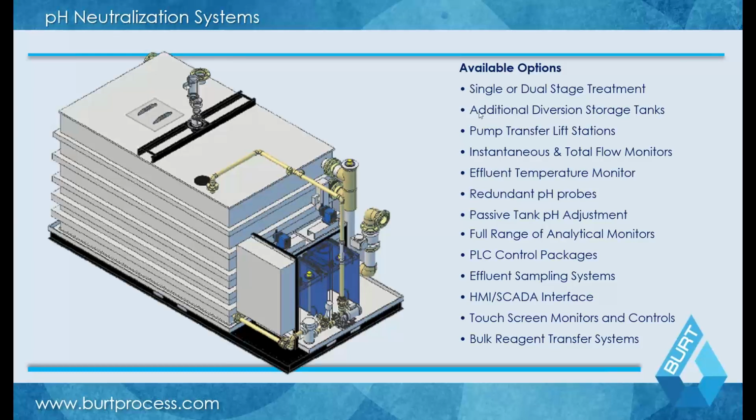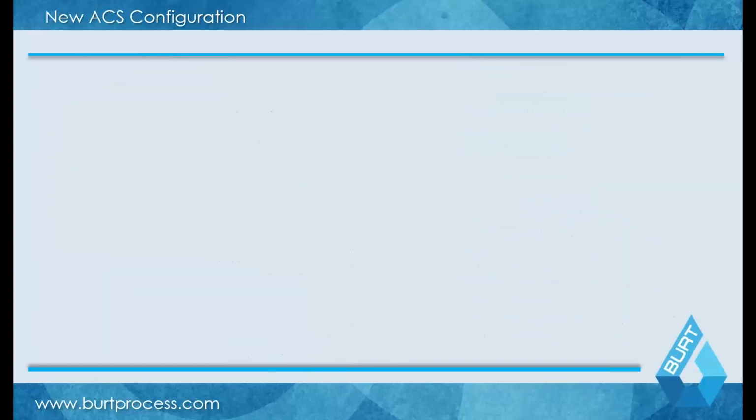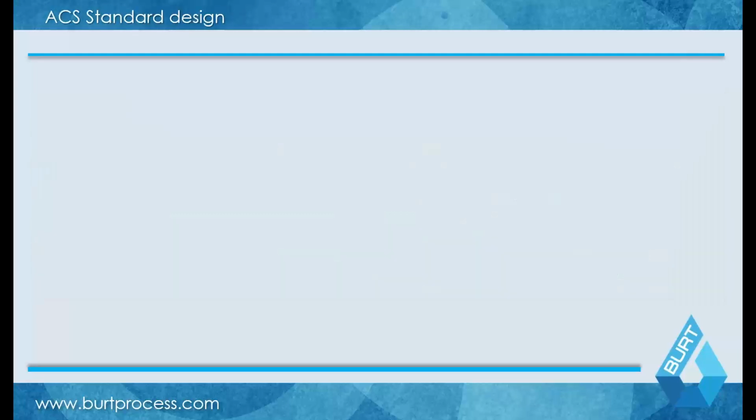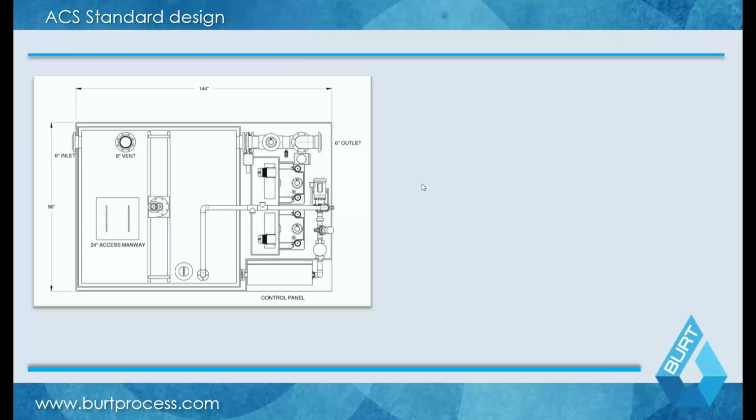But again, these also have a lot of additional options: diversion storage, pump lift stations, redundant pH probes. This can do temperature treatment as well with these types of systems. SCADA interfaces. These can have larger bulk storage tanks. There's a lot of different things you can add into this or really any kind of pH system depending on what your application is. And as a standard, we have sizes from 50 GPM up to 150 GPM, as well as smaller systems.